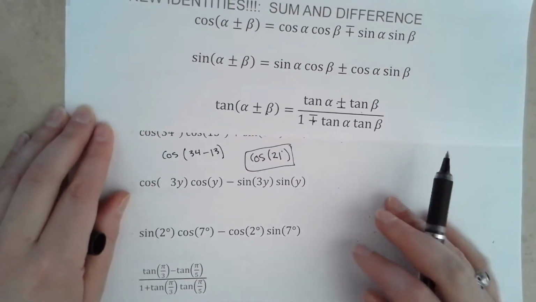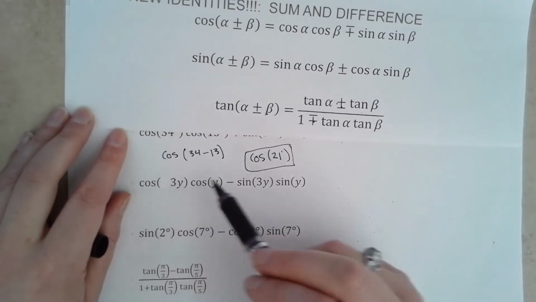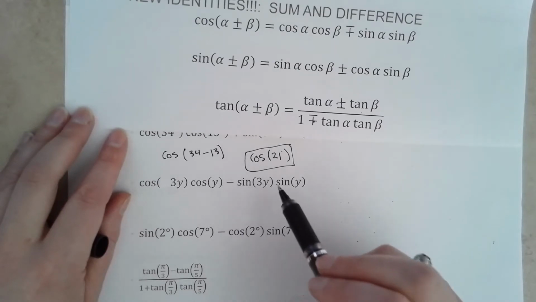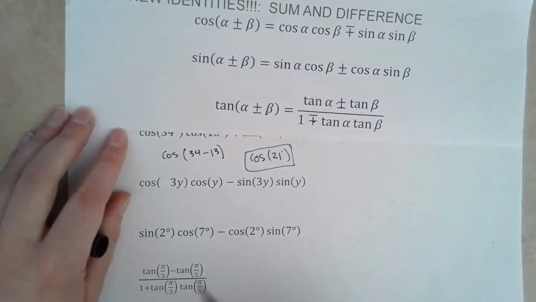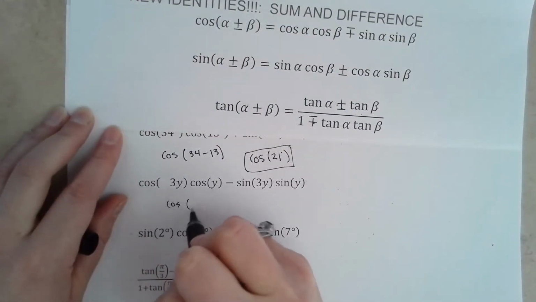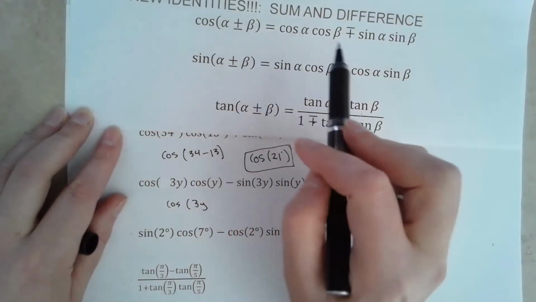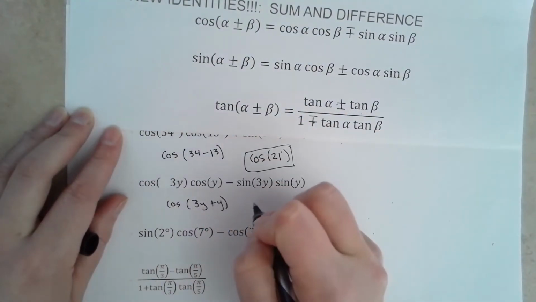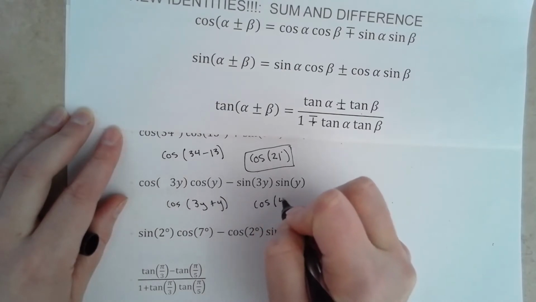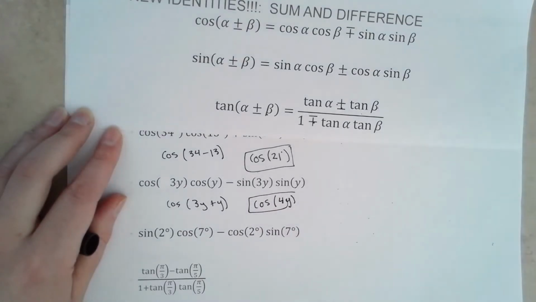Okay? Same with this one. Cosine 3y, cosine y. My printer had some issues apparently. Minus sine 3y, sine y. Again, this is dealing with the cosine because it goes cosine, cosine, sine, sine. So this would be cosine 3y. If this is minus, then it is going to be a plus because this tells me they're opposite. So plus y. So this is going to be cosine of 4y. Okay? Nothing too tricky there.